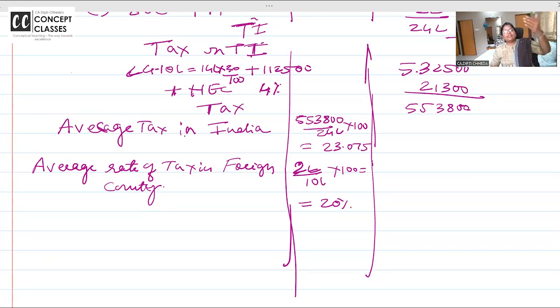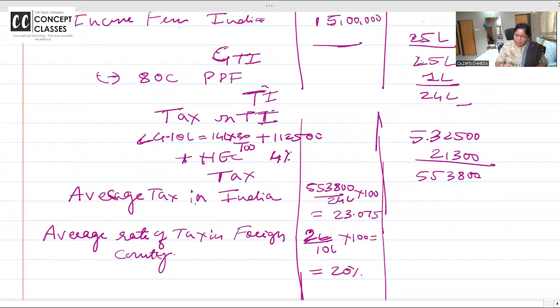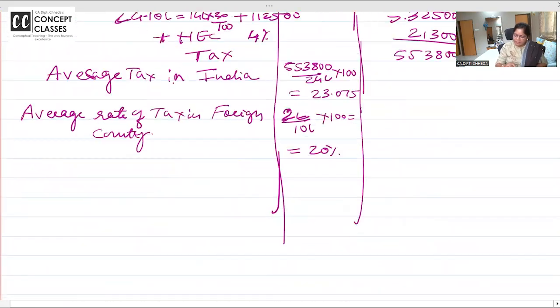So relief under section 91 is the lower of the two rates. We have added the foreign income also to calculate the total average rate of tax in India. Not excluding foreign income, but including it. So what is the total rate of tax in India? What is the total rate of tax you have paid in the foreign country? Whichever is lower, you will give the relief. Clear? So whichever is lower. So how much relief will we give? 20%. On which income? Foreign income, 2 lakhs.